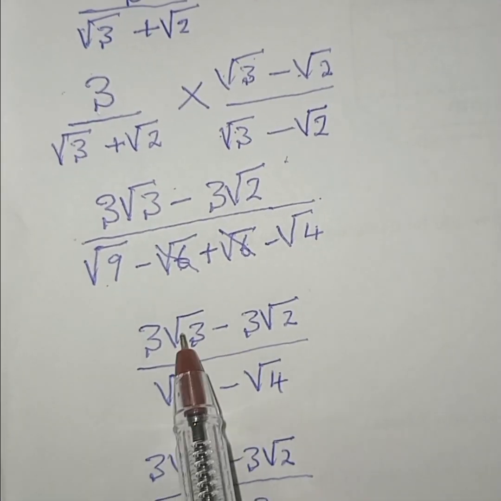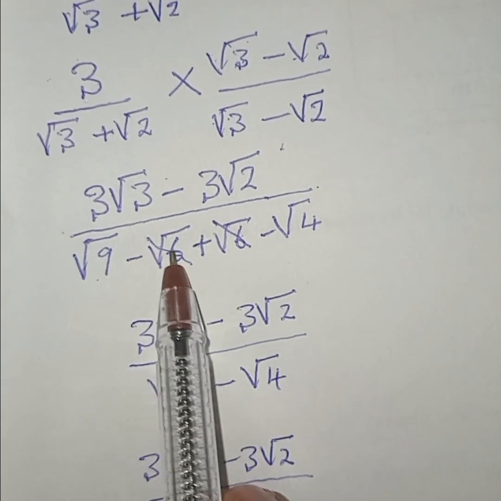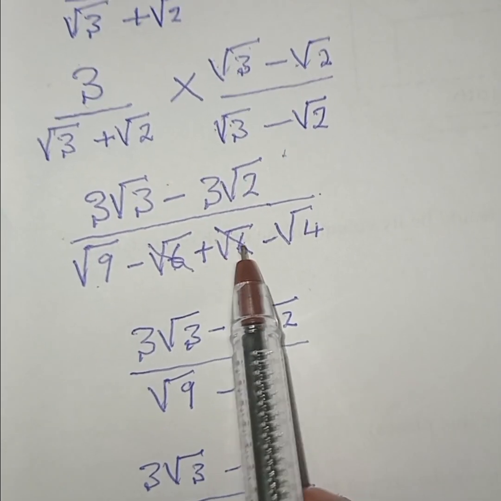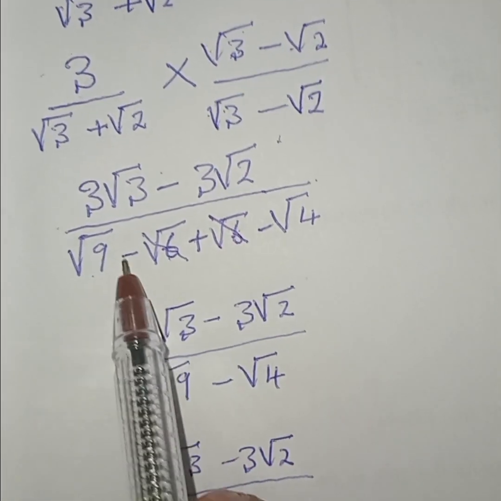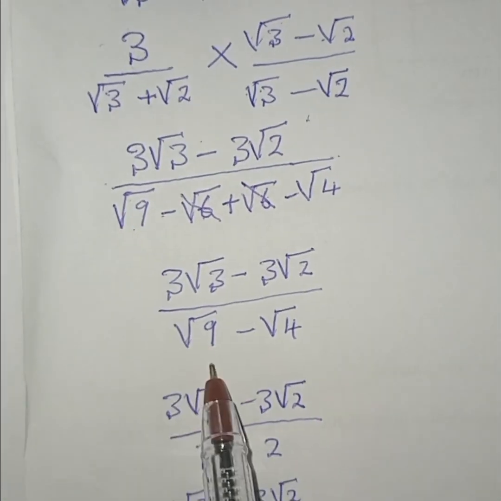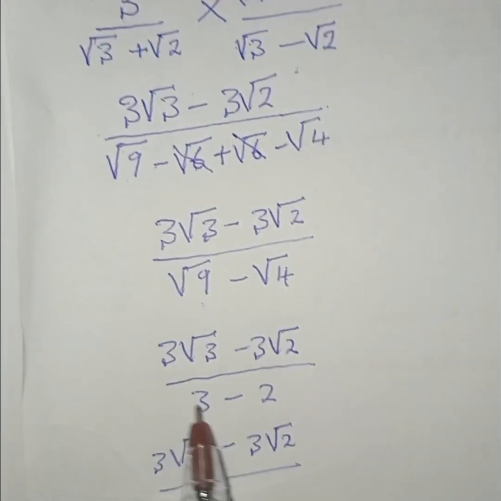So we come down again. The numerator remains the same. While on that side, we cancel minus square root of 6 and plus square root of 6 because of the signs. So you bring square root of 9 down, square root of 4 down. Then the numerator remains the same.